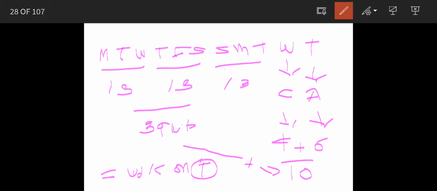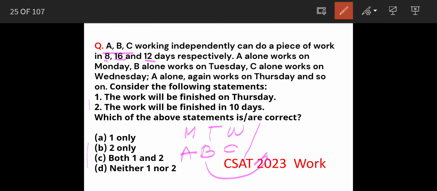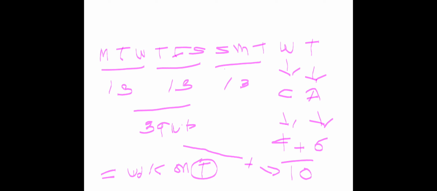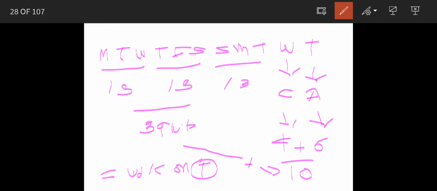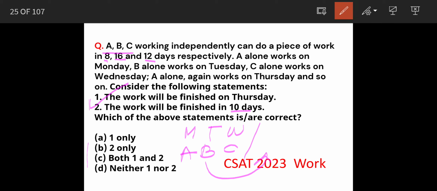So option 1 is correct, and the second one says 10 days, so we'll see the 10th day. Now here, the 9th and 10th day actually is Wednesday, but work is still happening and it will be over only on Thursday. So our answer is option A, 1 only.